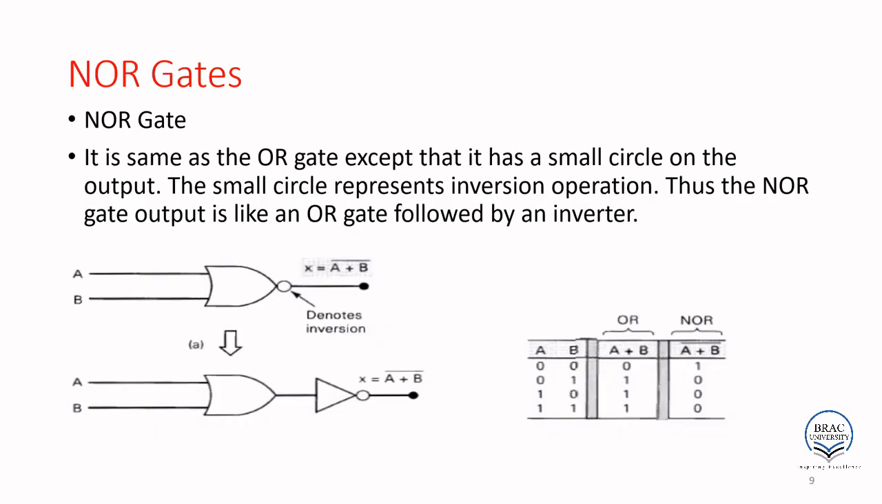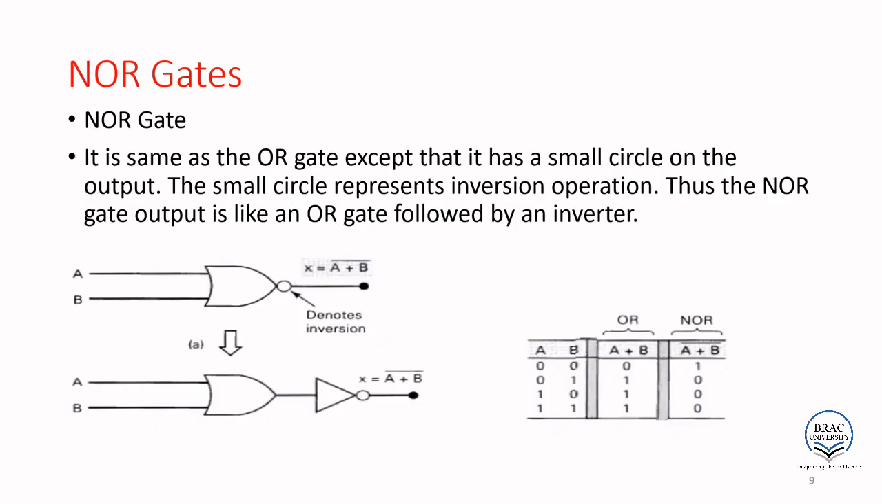So just look at here. This is our OR gate. If we connect it with an inverter, that will be a NOR gate. Just look at here. We have a two input NOR gate. This is the truth table. For the OR gate, if both of the inputs are 0, the output will be 0. Otherwise, it will be high.